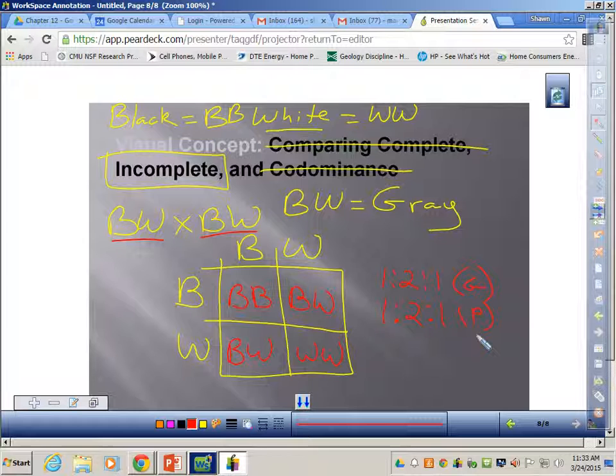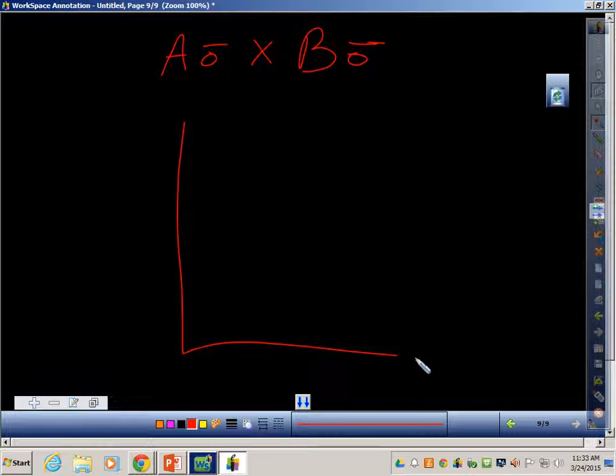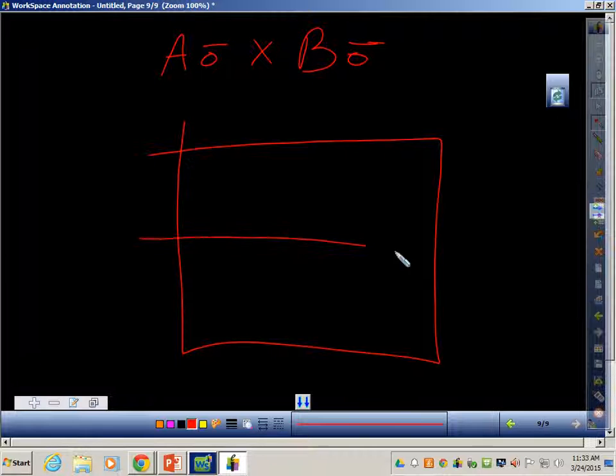Let me show you something kind of cool. What if I have a parent that's A and B blood type, and they're both carrying an O? And I put them in a cross.